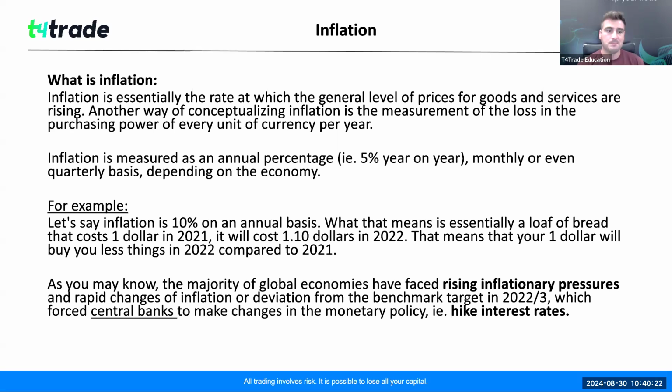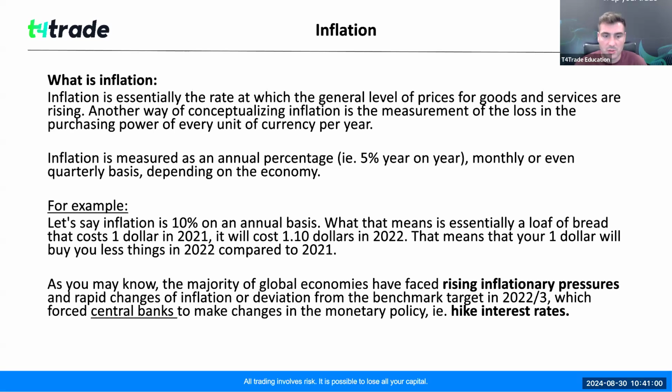For example, let's just assume that inflation is at 10% on an annual basis. That means essentially that a loaf of bread that costs $1 in 2021, in 2022, when you have 10% inflation, okay, that means you are now gonna pay $1.10 for the same item a year later. So in a sense, you have less money to buy the same thing 1 year later because of inflation. That's the way to conceptualize this.